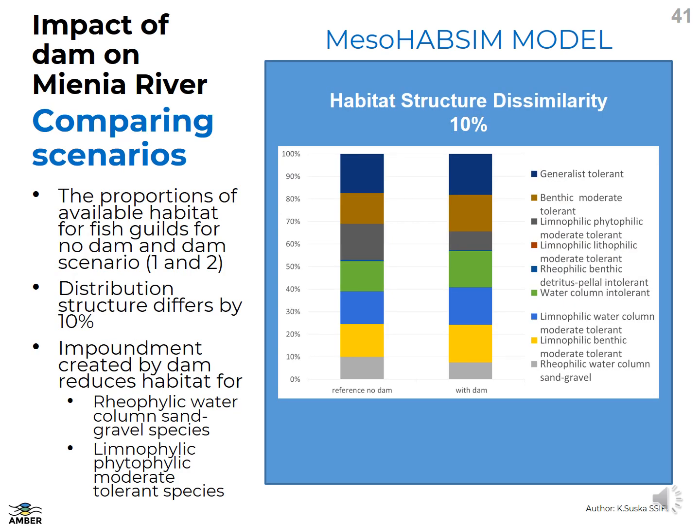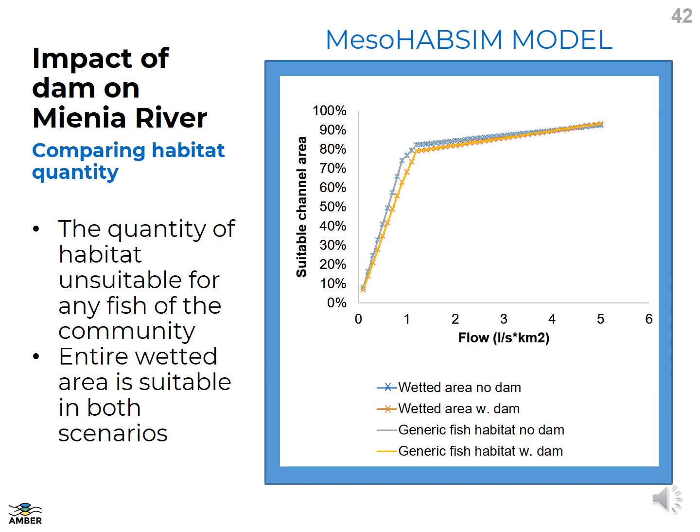So here are the first results of investigating impact of dam on Mania River, and the first we compare scenarios A and B in terms of habitat structure dissimilarity. The proportion of the available habitat for fish guilds at these two scenarios differ by only 10%. However, impoundment created by the dam reduces habitat for rheophilic water column sand gravel species and the limnophilic, phytophilic, moderate tolerant species. Because it is a lowland river, there doesn't seem to be a lot of change.